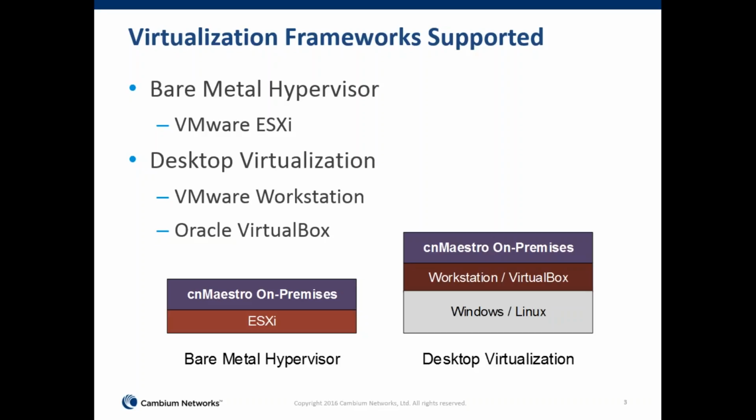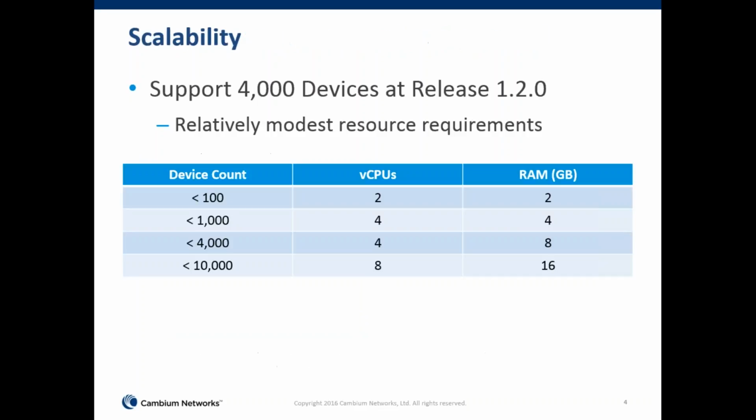VirtualBox is a free version, and so we recommend that one. If you want to go with VMware Workstation, it's also recommended, but you're going to need to look at the license from VMware to get your workstation running there. As I said earlier, in 1.2.0 we have 4,000 devices supported. That is basically the limitation today on this software. In a future release, we're going to make the software more efficient, so we'll be able to support more and more devices in a single server.